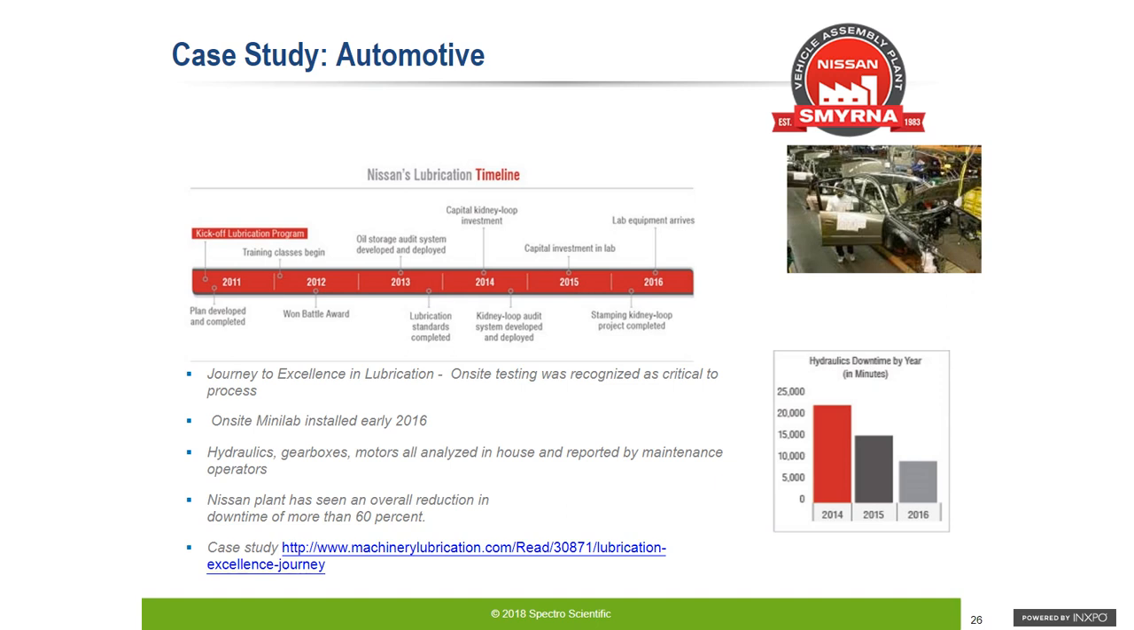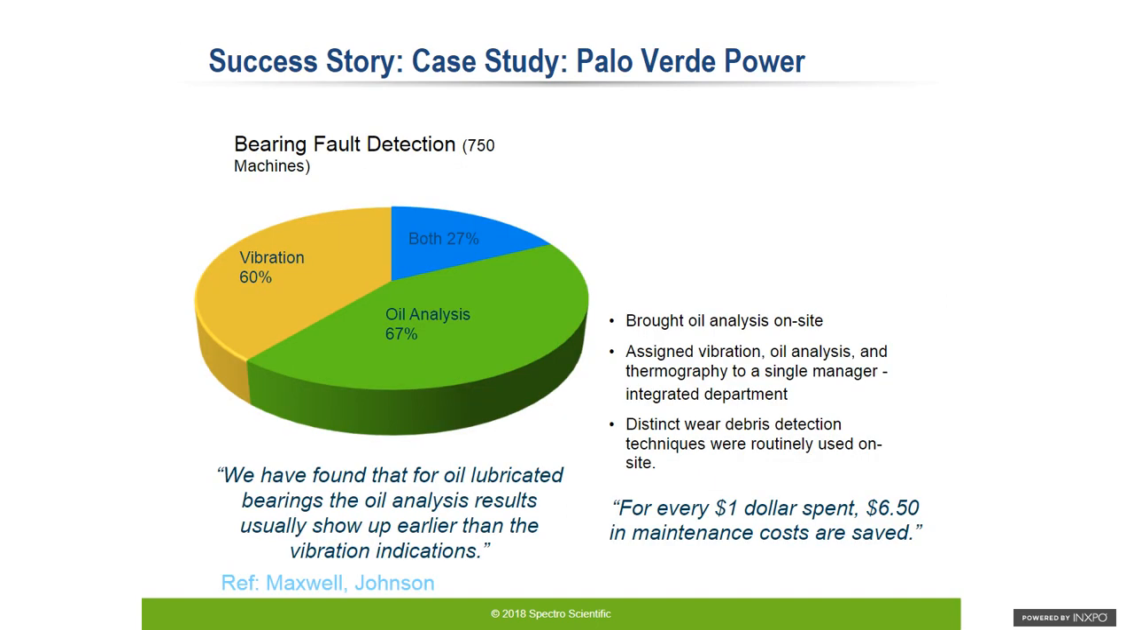And one of the noticeable things that they saw was that they were able to see dramatic reductions in downtime in things such as their hydraulic systems across the board. A third type of organization that publicized its success metrics is Palo Verde Power. They're the largest nuclear facility in the country, based in Arizona. They've had an on-site lubrication analysis capability for many years, and it's considered to be a very advanced system.